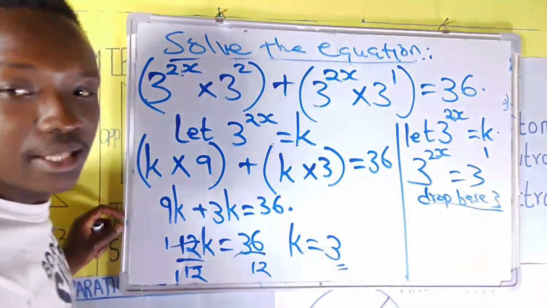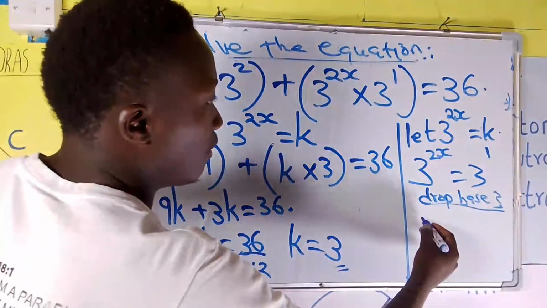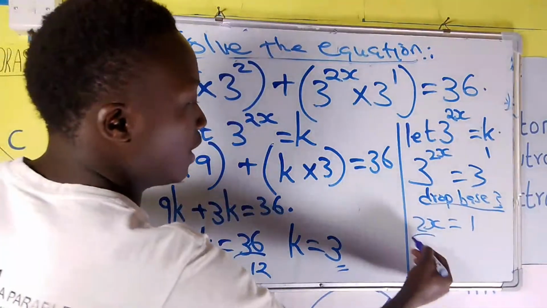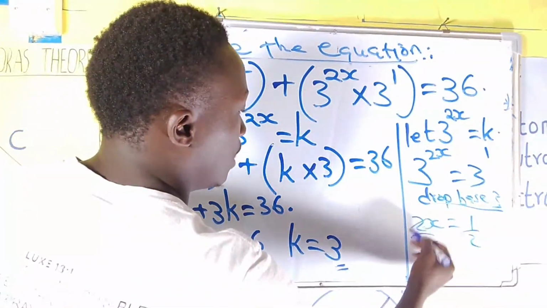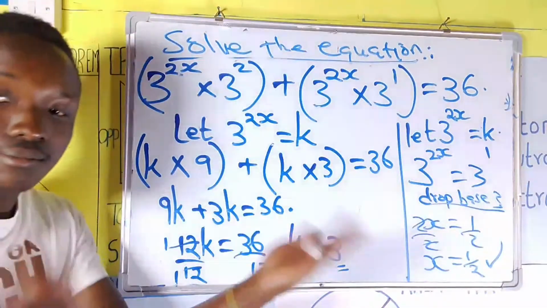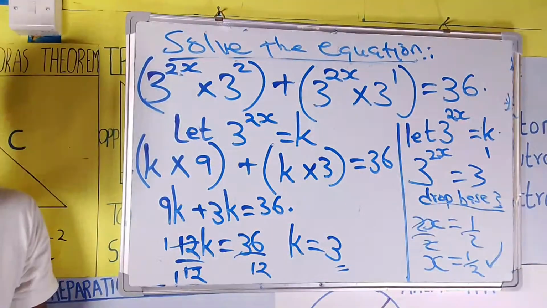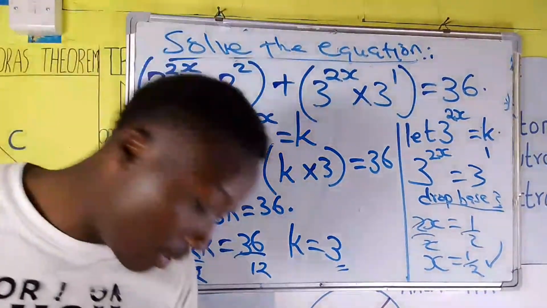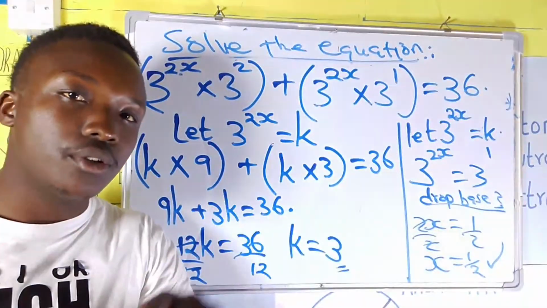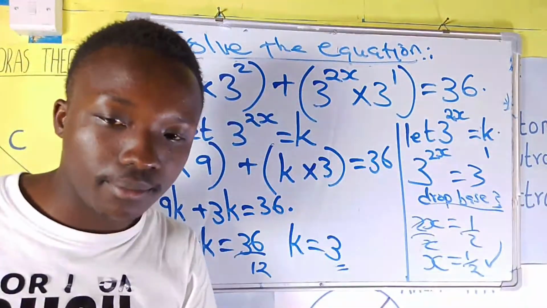After dropping base 3, we will have 2x equals 1, and we will divide both sides by 2, and we will get our x as a half, and we are done. That is how we go about it. You create a problem to solve a problem. Once you get a solution, you use that solution to solve the initial problem.